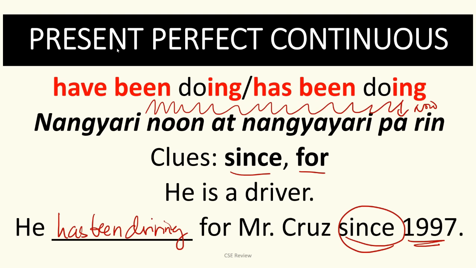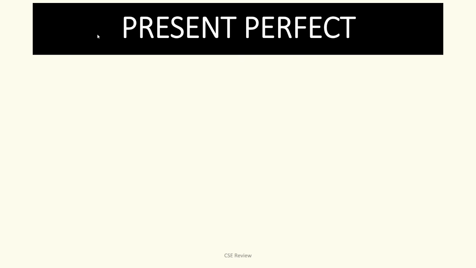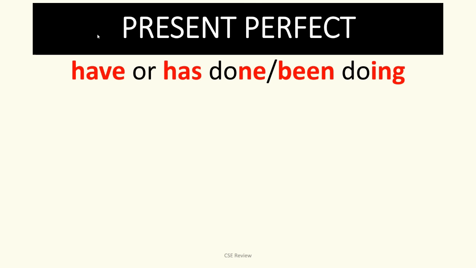So, if you notice, kanina meron tayong present continuous, right? Yun din yung may -ing. So, pag continuous yung tense, may -ing. Pag perfect, meron na tayong has or have been. Okay? Now, alright, yung next natin is present perfect tense. Now, yung present perfect tense, ito yung form niya, have or has done or have or has been doing.